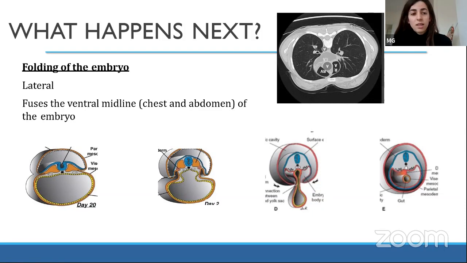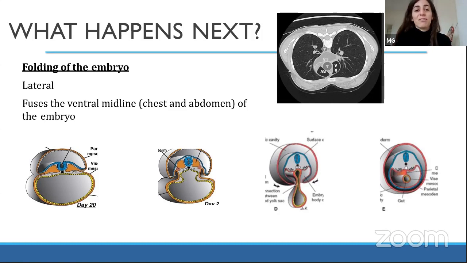So at first, right, the endoderm is all flat and, as everything is folding around it, it is going to create a little pouch and then it is going to be closed off and become an actual tube, okay? And then around everything else is the mesoderm, okay? So I hope this makes sense about what happens next in the embryo.